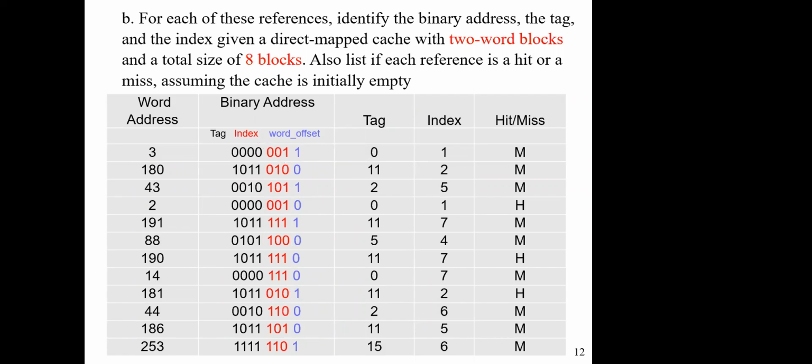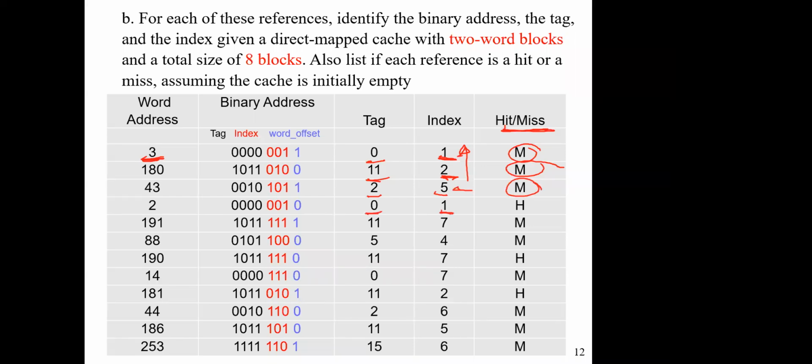My job right now is to calculate or specify whether it is a hit or a miss. Again, at the very beginning, I'm assuming that the cache memory is empty. So anything touched for the very first time will be a miss. If I touch the 3 with index 1 and tag 0, it will be a miss. Index 2 and tag 11, I didn't touch it before and the cache is empty, so again it is a miss. Index 5 and tag 2, I didn't touch it before, so again a miss.